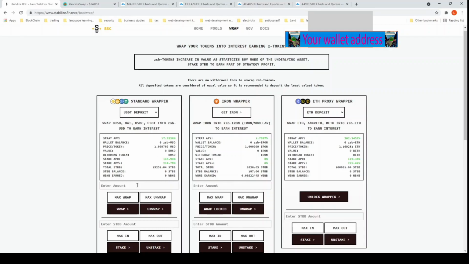But currently I'm going to max wrap my USDT. That's 41.76. I'm going to click wrap. It's going to bring up a transaction. I'm going to confirm it. Once I confirm it, it's going to push through. I am going to wait to see when my ZSB wraps show up, because there is another step of this process that I'm going to utilize.